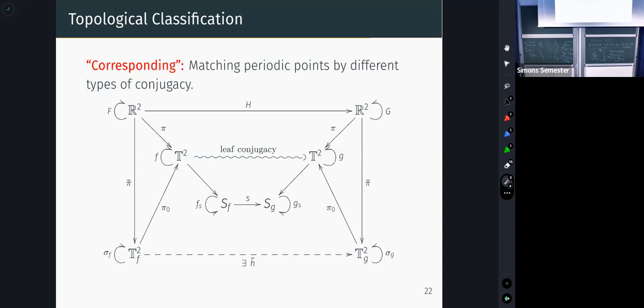On the other hand, for this H, you can also make the projection, which gives you a topological conjugacy in the orbit space. And in the orbit space, you can also have the corresponding periodic points. So that also works. Actually, we build some equivalence in this paper between the conjugacy in the universal cover, the leaf conjugacy, and the conjugacy in the orbit space.